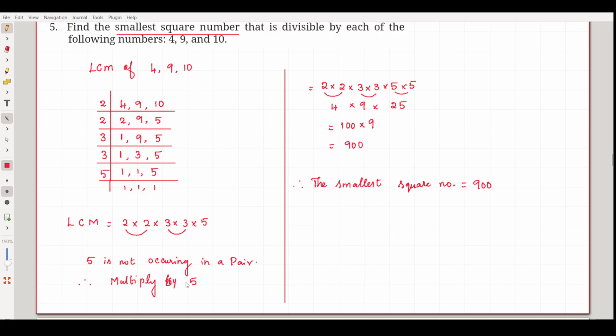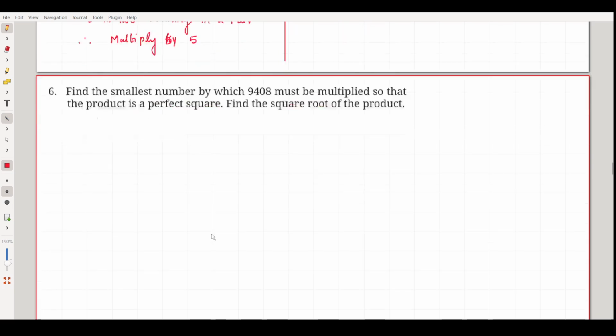Why are we multiplying by 5? 5 is not occurring in a pair. A square number means that each factor should have a pair. Correct?